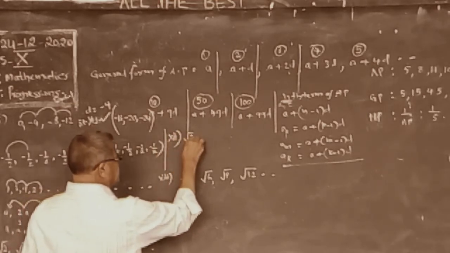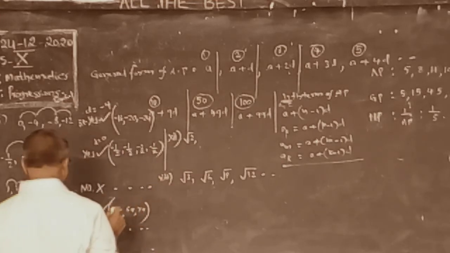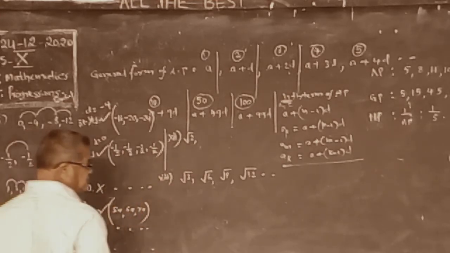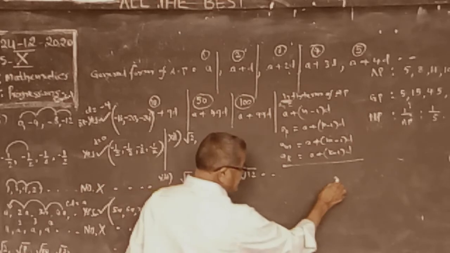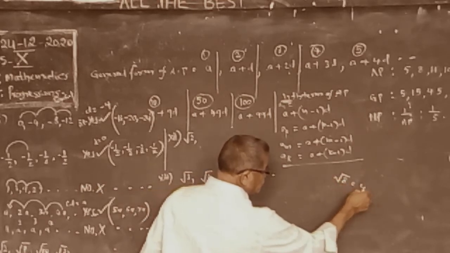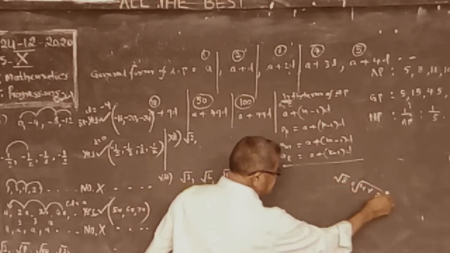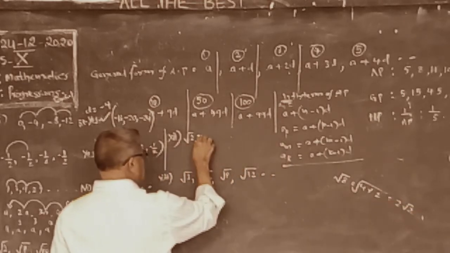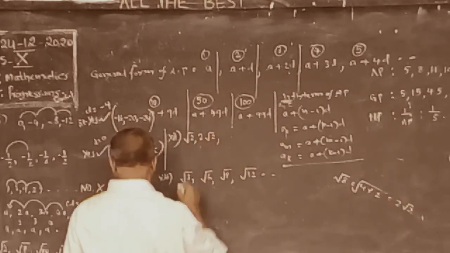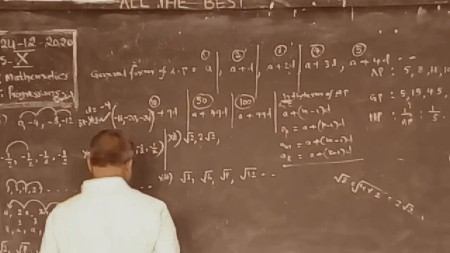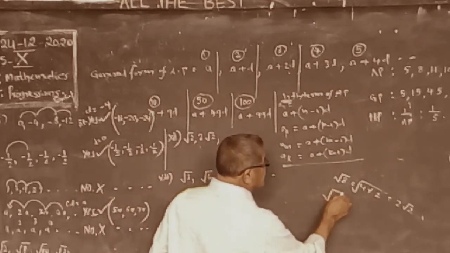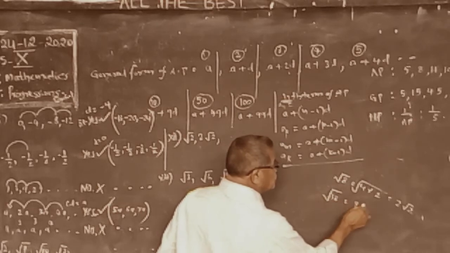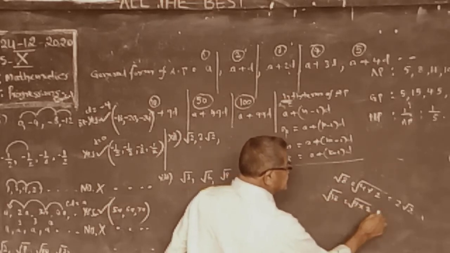Root 2 first. Second, root 8 is there. Root 8 can be written as 4 into 2 under root. This is 2 root 2. Next, root 18. Root 18 can be written as 9 into 2. That is 3 root 2.